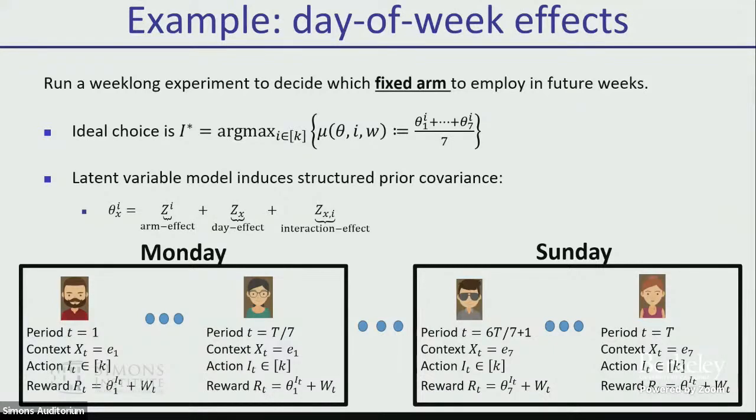Now, here, the key feature to this example is that the contexts have the following setup. The first 1/7 of contexts are Monday. So your contexts go Monday, Monday, Monday, Monday, Monday, Monday, Monday, then Tuesday, Tuesday, Tuesday, Tuesday, Tuesday. Finally, at the end, Sunday, Sunday, Sunday, Sunday, and then it's over. You never see Monday again. It's a 1-week experiment.